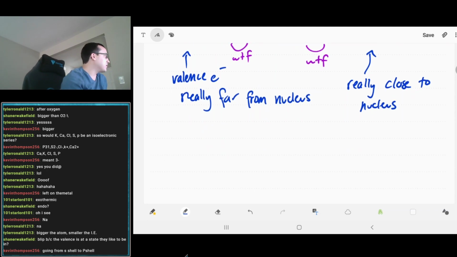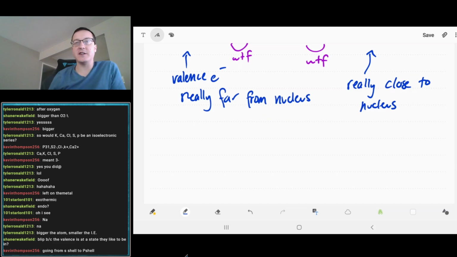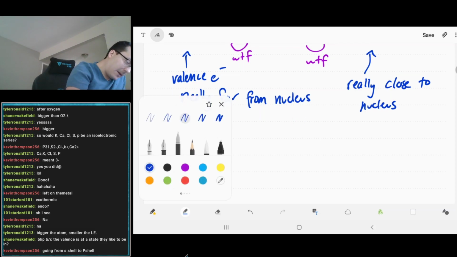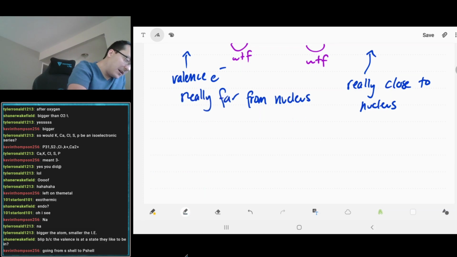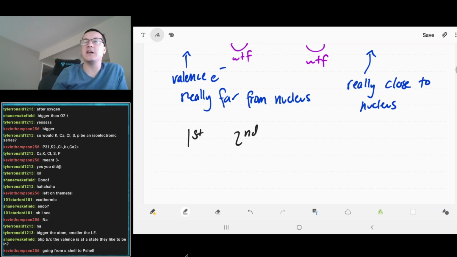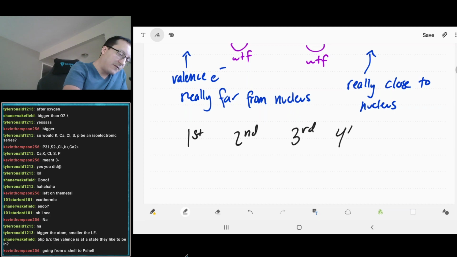I have some more things for us to show. So first ionization energy is to remove one electron. I'm just going to throw out some more numbers at you so we can see some behavior. We have what's called second ionization energy as well. That's the energy to remove a second electron. And the third electron, fourth electron, and fifth electron.